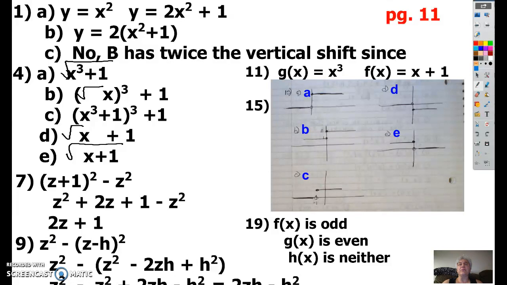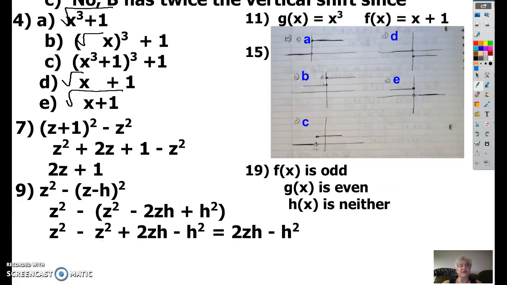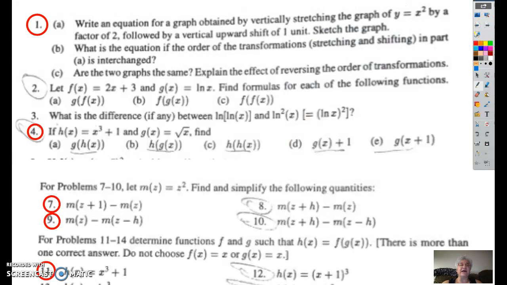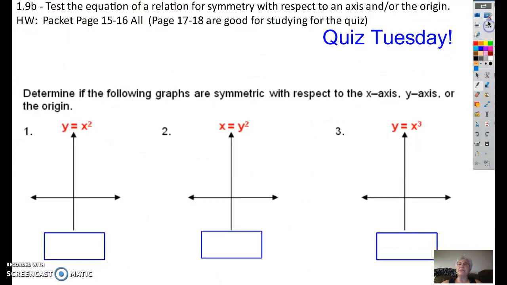Now you can hit pause here to check your homework answers to this answer key. I'll move it down a little so you can see the answer to number 9 a little more clearly. And what I recommend is that on page 11, you circle the problems that you got wrong or still don't understand to ask me on Monday, because as you remember, we have our quiz on Tuesday.